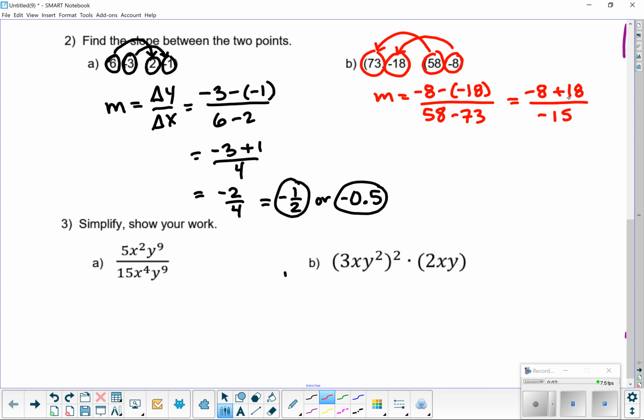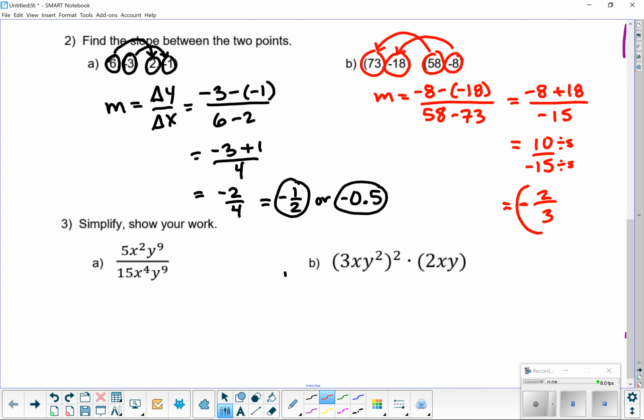Okay, -8 plus 18, that's going to give me a positive 10 over -15. Okay, I can divide each of them by 5. And that's going to give me 10 divided by 5 is 2, 15 divided by 5 is 3. And then since it's positive divided by negative right here, it's going to end up being a negative answer. So you can just say that your answer is just going to end up being a -2 over 3.